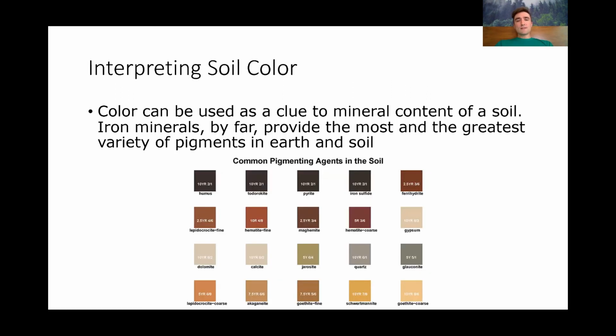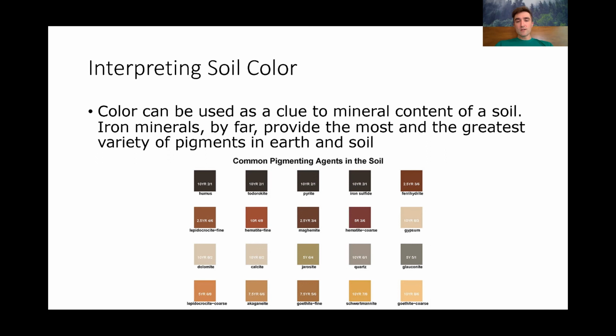And we can use these colors to act as a clue that lets us know what's going on with the mineral content of a soil. The greatest influence of soil color as far as minerals are concerned is iron. We talked about organic matter, we talked about oxygen or anaerobic soils, but iron by far plays the greatest impact on the color of the parent material. And iron can exist in many forms.